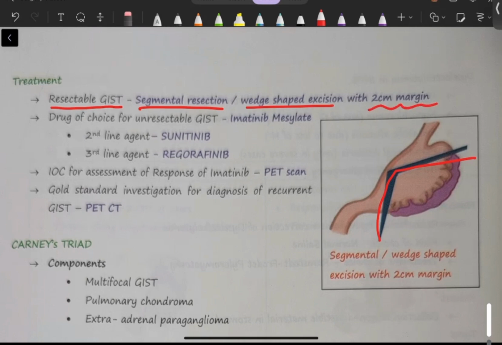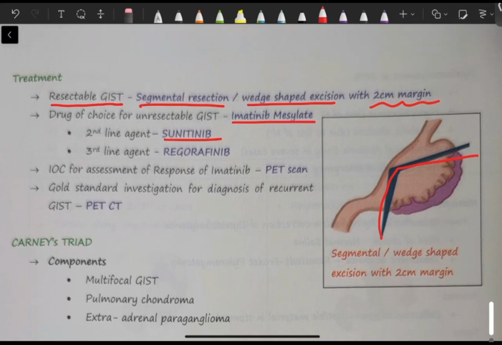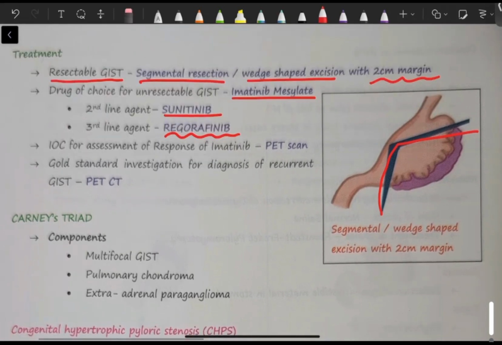If it is unresectable, we will have to go for medical management, and there are certain monoclonal antibodies specifically designed for GIST, that is imatinib mesylate, and second line agents being sunitinib, third line agent is regorafenib. Okay, so these are the drugs which we can use for unresectable GIST.